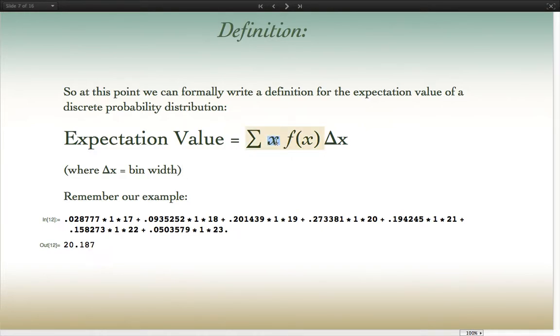So we give it each particular value, in this case the x's are the ages, and f of x is the height of that function, that's what it returns. Then you multiply that by the bin width, and you add these up, and that will give you the expectation value. So this is for all cases of your discrete probability distribution. And again, I have it written down here so you don't forget. So here's our definition of the expectation value for a discrete probability distribution.